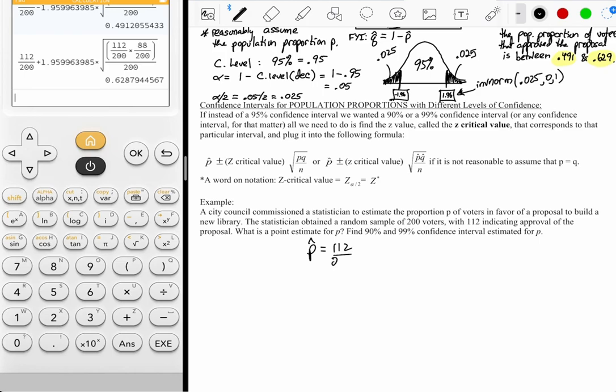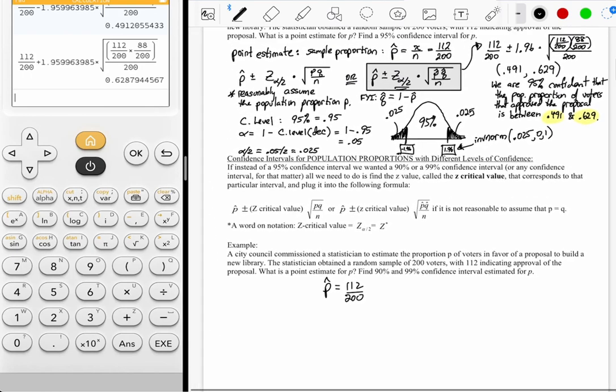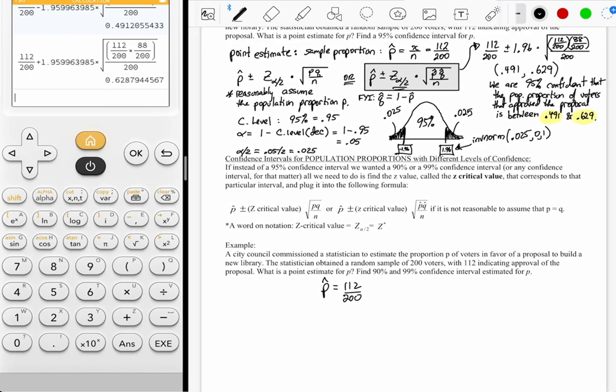112 over 200. We want 90% and 99% confidence interval estimates. All right, so if we look at our formula, the p-hat plus or minus all that stuff, I'm still going to have 112 over 200 plus or minus. The Z alpha over 2 is going to vary, but I'm still going to have the other part of it, the 112 over 200 times 88 over 200, and then divided by 200, but yeah, those are the important parts.